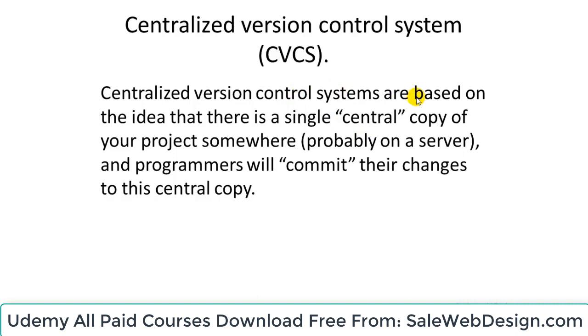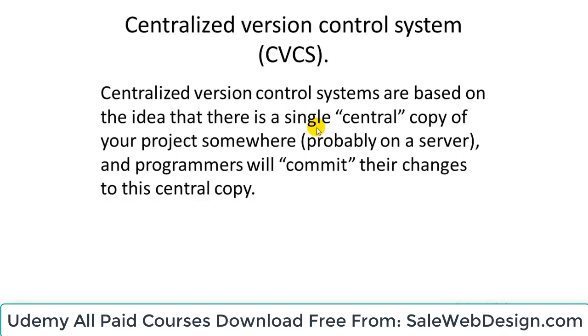Centralized version control systems are based on the idea that there is a single major master copy, or central copy, of your project somewhere, probably on a server, and the programmers commit their changes to the central copy. It is like one main folder, and all the developers make their changes and put them inside this folder. That is about the centralized version control system.